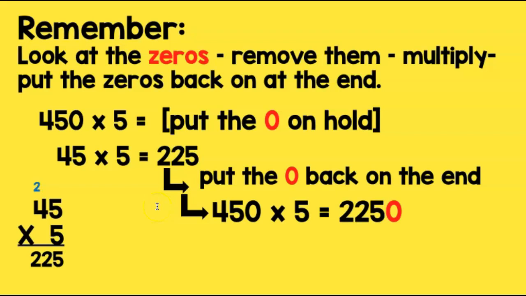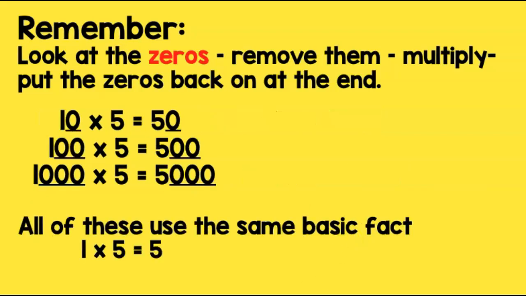So if we were looking at a different value, 450 times 5, we would put our 1 zero on hold, and we'd do 45 times 5. That comes to 225. But we have to put the 0 back onto the end, so we end up with 450 times 5 equals 2,250. Again, looking at those zeros, remove them, multiply, put the zeros back on at the end.